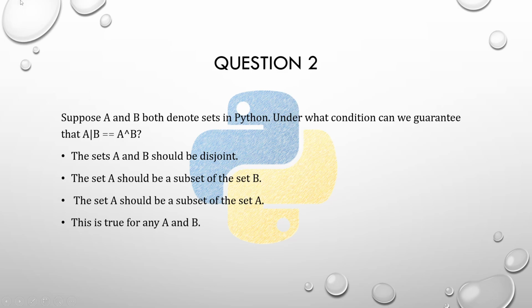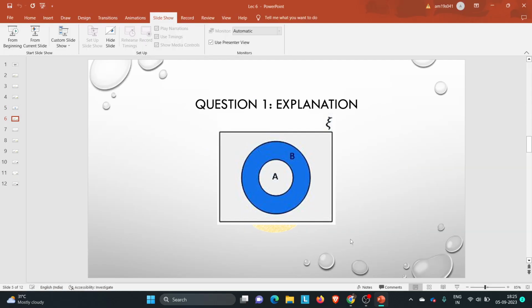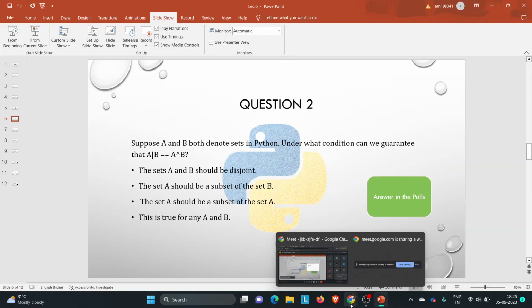So the options are here. A and B are both disjoint, A is a subset of B, B is a subset of A, or it is valid for all values of A and B. So I'll make the poll live again.